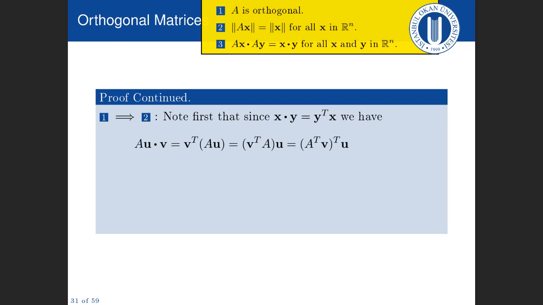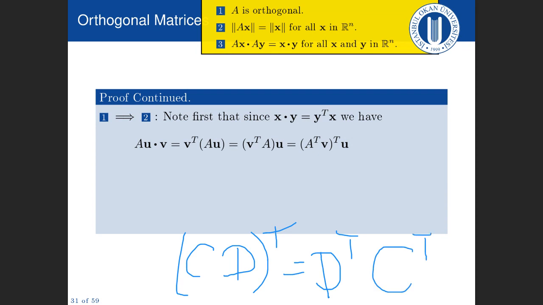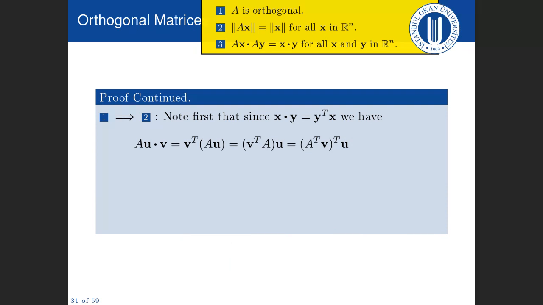What happens if we take the transpose of two matrices multiplied together? We have to swap their order and then put the transpose on each one. So that means we get an equal sign here. Remember, CD transpose is D transpose C transpose. So that's all I've done just here. But then that's just the dot product of u and A transpose v.